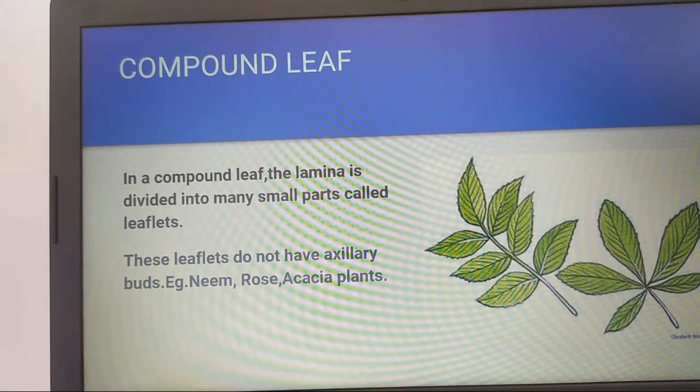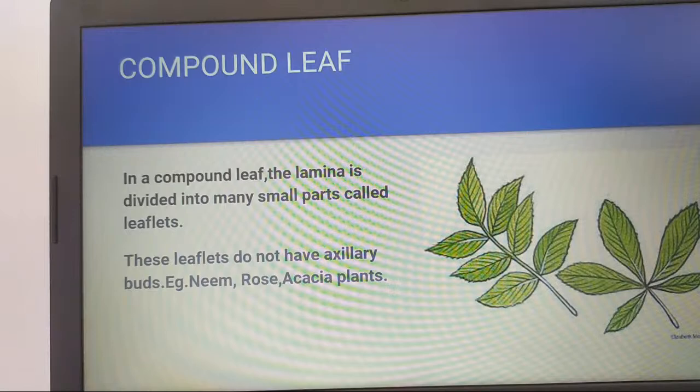It is a compound leaf. In a compound leaf, you can see in the module, the lamina is divided into many small parts called leaflets. And these leaflets do not have axillary buds. Where are the axillary buds present? They are present in the axil of a leaf, the point from where the leaf arises from the stem.